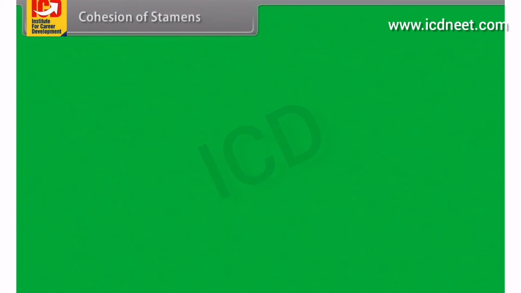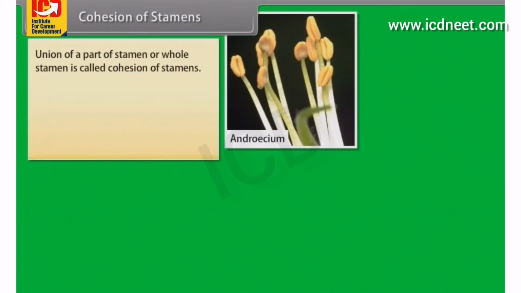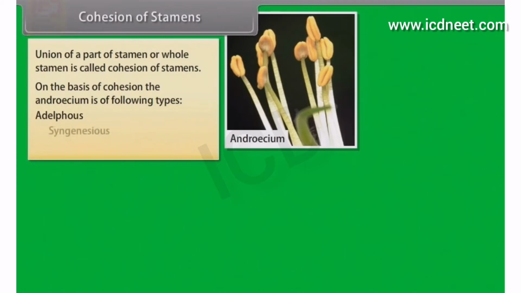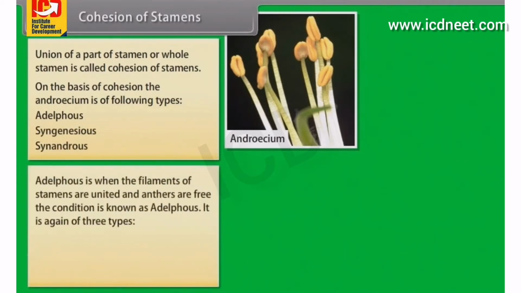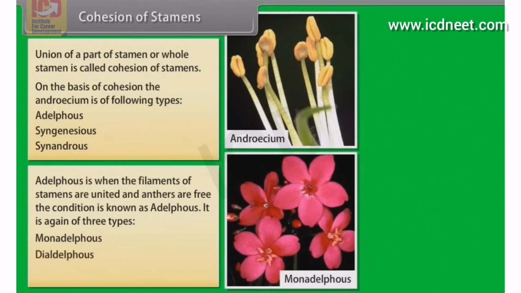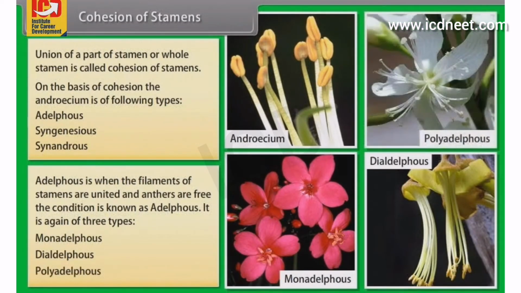Cohesion of stamens. Union of a part of a stamen or whole stamens is called cohesion of stamens. On the basis of cohesion, the Androecium is of following types: adelphous, syngenesious, synandrous. Adelphous is when the filaments of stamens are united and anthers are free. It is again of 3 types: monadelphous, diadelphous, polyadelphous.